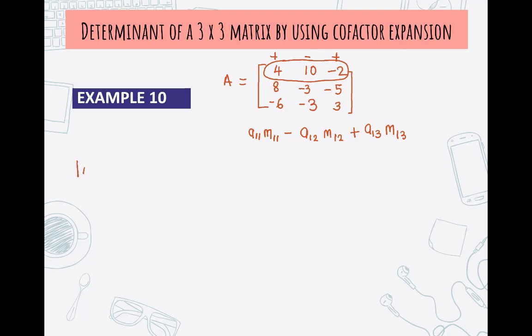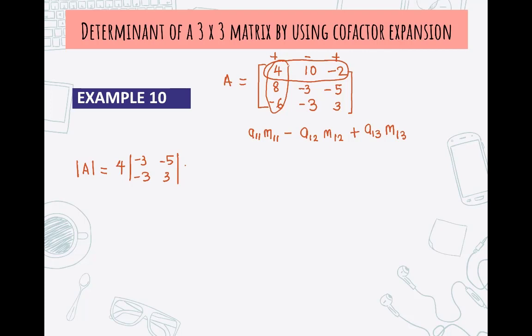Okay, now let's go to determinant of A. So the first sign is a positive sign and the element A11 is 4. So remember student, M11 is eliminate row 1, column 1. So when we eliminate row 1, column 1, we are left with negative 3, negative 5, negative 3 and 3.